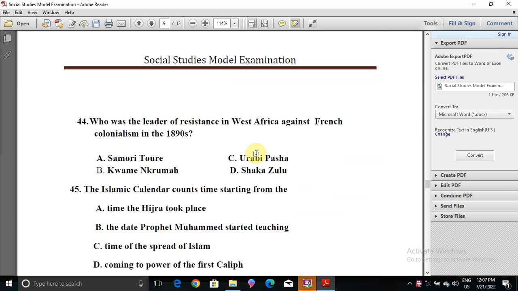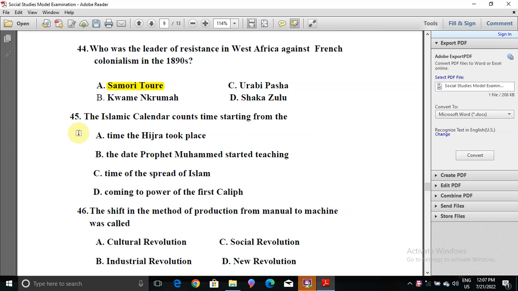Who was the leader of resistance in West Africa against French colonialism in the 1890s? The correct answer it will be Samori Touré. Now question number 45. The Islamic calendar counts time starting from the what time the Hijrah took place? Yes.